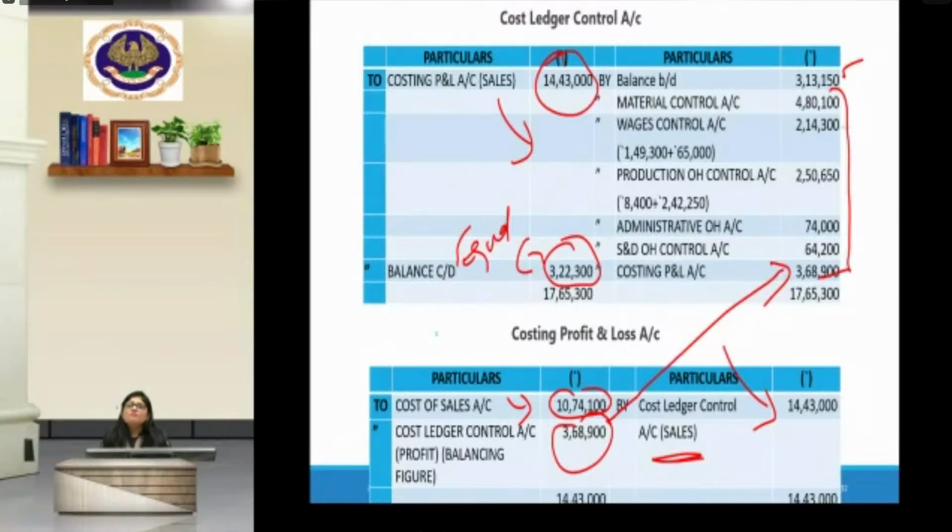In costing, we absorb it, all right? And in the financial accounts, we allocate it. So over absorption means we have unnecessarily increased the cost of production. Under absorption means that cost of production is less than it should have been. So over absorption means more than actual. Under absorption means less than actual.